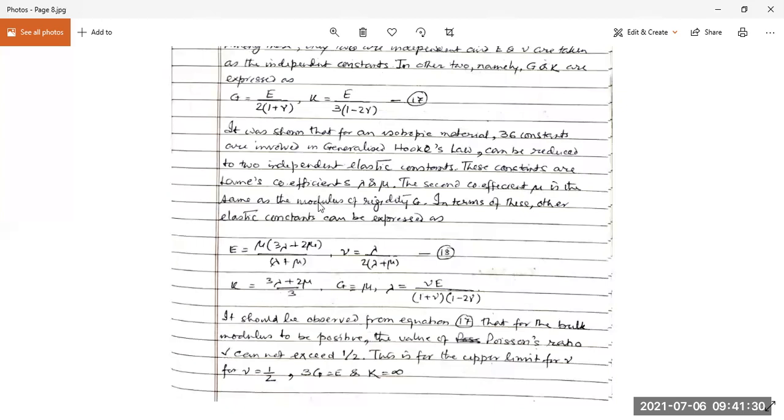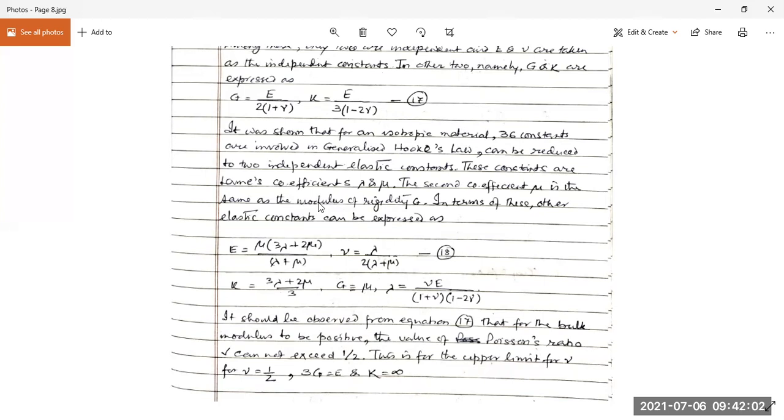Now, we are always taking the help of the definition of an isotropic material, and we have reduced the 36 constants involved in the general Hooke's law into only two constants: lambda, and another, mu, which is Lame's coefficient, the second coefficient being the same as the modulus of rigidity G. In terms of these, we can safely deduce the other elastic constants, like E, gamma, K and G.